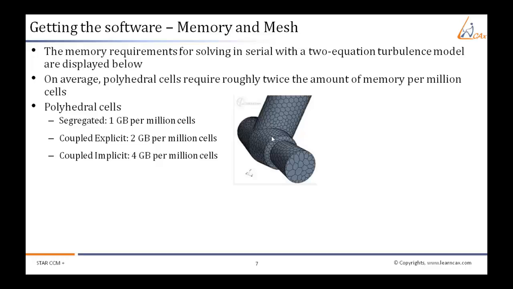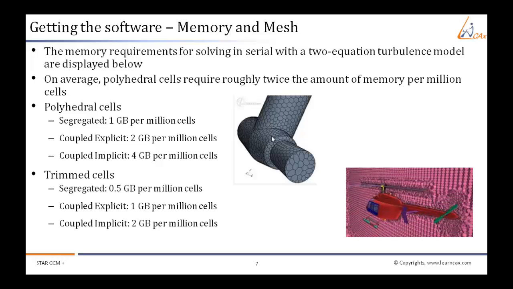This is for solving a serial problem with a two equation turbulence model. And in case of trimmed cells, segregated solver requires about 0.5 GB per million cells. The coupled solver requires about 1 GB per million cells, whereas the coupled implicit solver requires about 2 GB per million cells. So in crux, what this means is, if you are generating only mesh, per million cells you require about 2 GB of RAM. And if you are also intending to solve the simulation, that is actually carry out CFD simulations or run the case, you require about 4 GB per million cells in case of polyhedral coupled implicit.